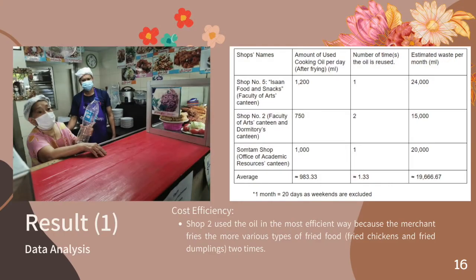First result, data analysis. Cost efficiency. Shop 2 used the oil in the most efficient way because the merchant fries more various types of fried food for 2 times.